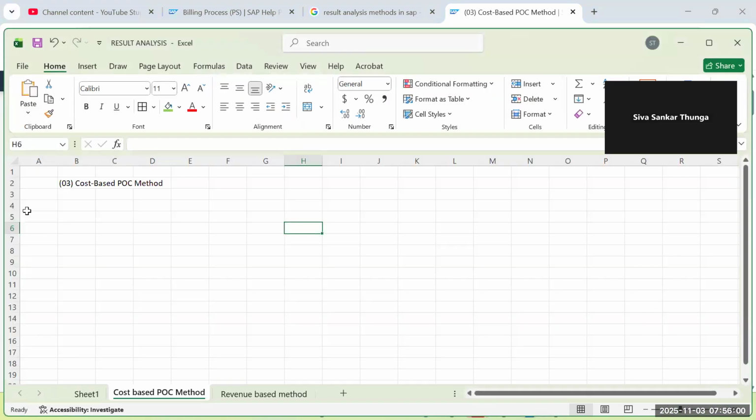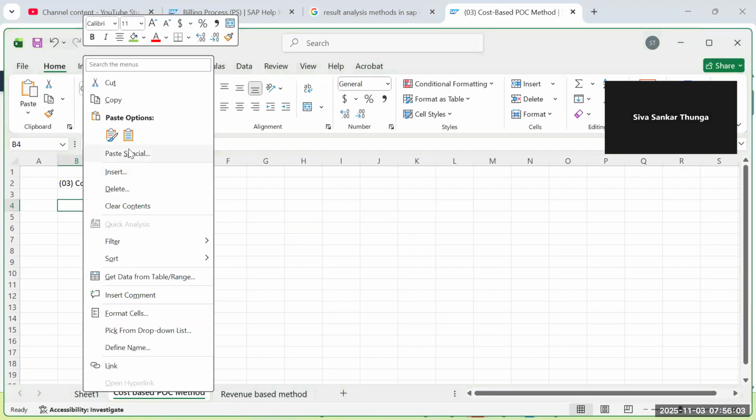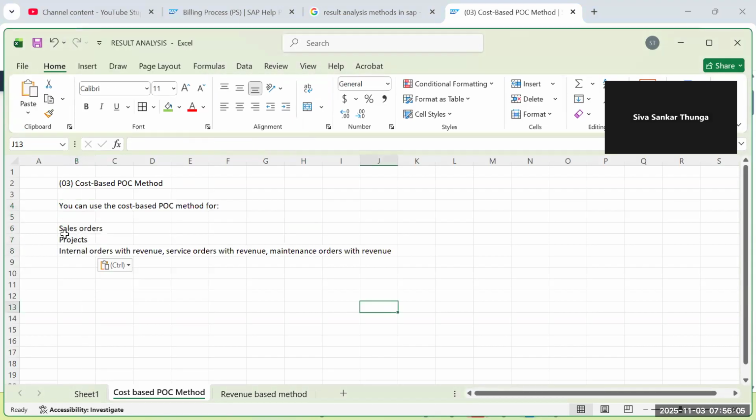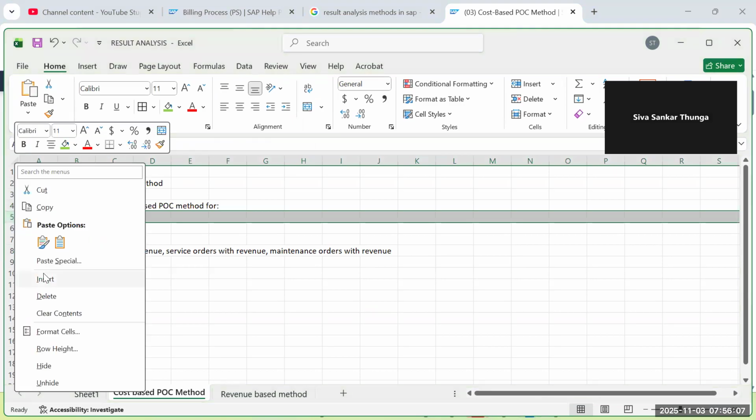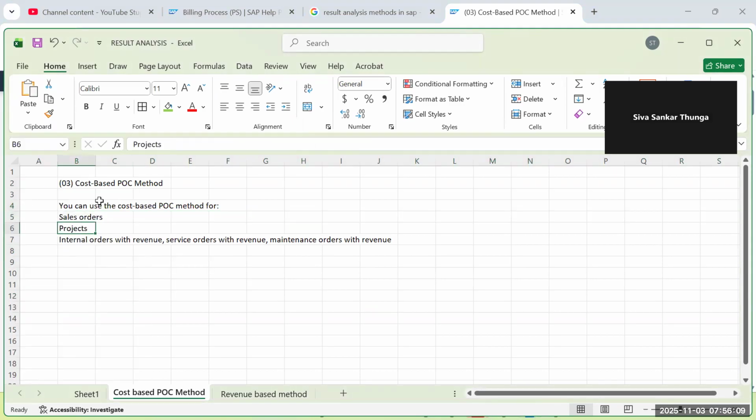So hence the cost-based POC method can be applied. That is the meaning of that. These are the objects where we can apply the cost-based POC method. We are discussing now with the projects.